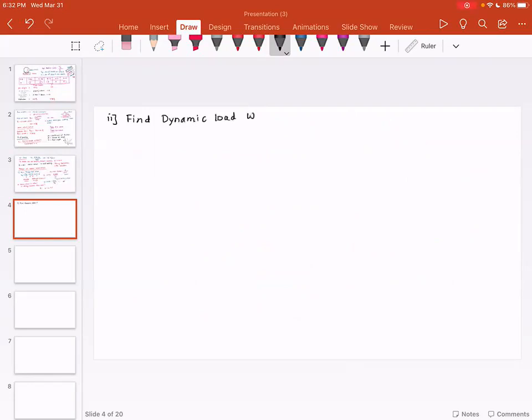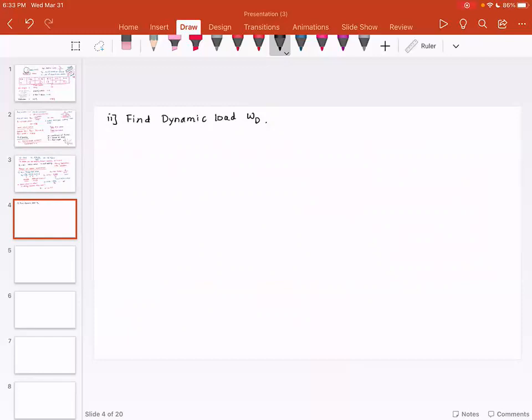And I'm going to call the dynamic load WD. Interestingly, for the dynamic load in a worm and worm wheel, if you think about it, the worm is rotating super fast. The gear ratios are quite high, 32 to 64. The worm is rotating super fast, and it is like a solid shaft. It's super duper strong. So the weaker element is the wheel.